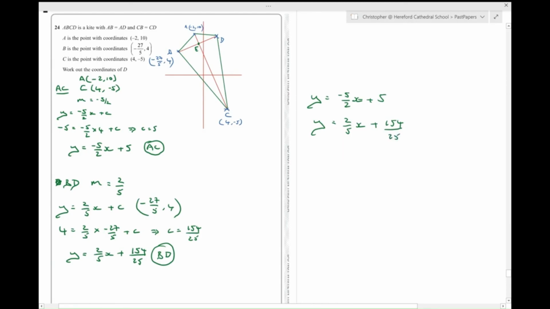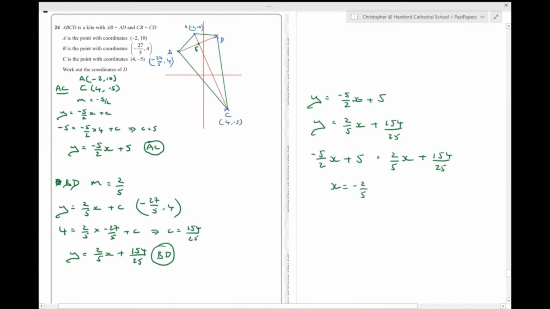y equals this, y equals that. So this equals that. Now, if I solve that equation for x, and if you do that too, and we do it correctly, you'll get the answer x is minus 2/5.